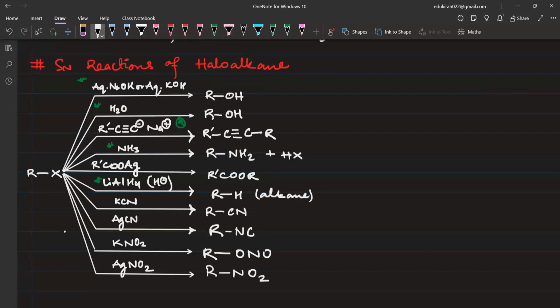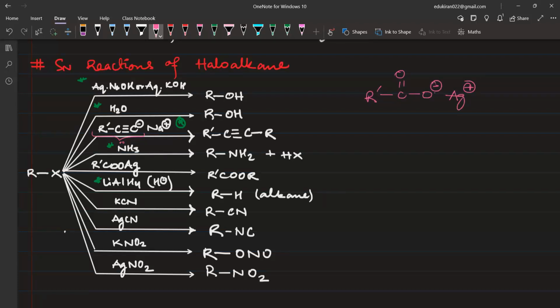Then if you look at this particular reaction, you have Na positive and this part is negatively charged. So this carbon atom is going to attack the R group. You can see R, C triple bond C, and then R, that is the R of haloalkane. Then in NH3, we have the lone pair. This lone pair is going to attack the alkyl group, and then the hydrogen will leave later on. When you see R' C double bond O, Ag, here it is like this: R, C double bond O, oxygen, and then Ag positive, and oxygen is negatively charged.